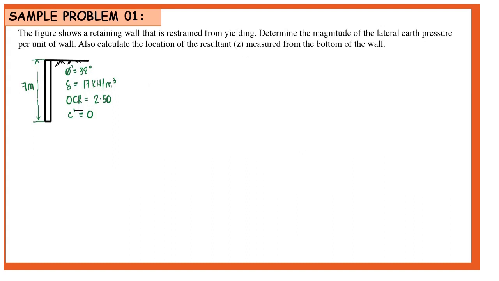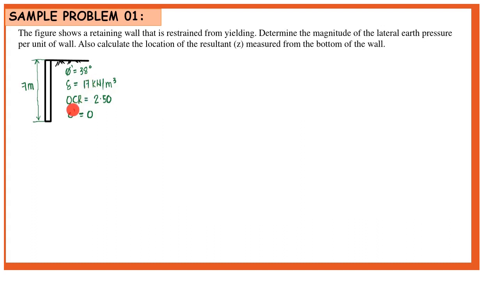So the given retaining wall has a length of 7 meter. And we have here a cohesion of 0. Hence, we have a backfill of soil. We also have here a unit weight that is equal to 17 kilonewton per meter cube. And our angle of internal friction is equal to 38 degrees.